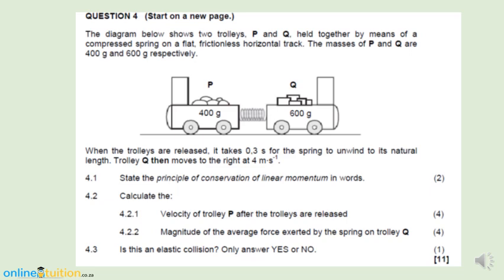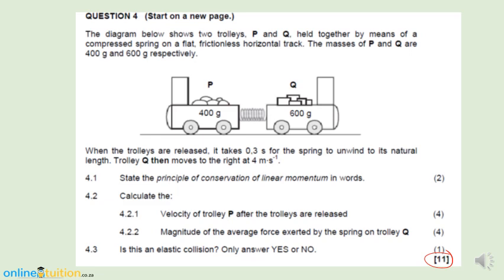Hey folks, so what have we here? Another exam question. How many marks? 11. So let's go for 11 out of 11. The diagram below shows two trolleys P and Q held together by means of a compressed spring on a flat frictionless horizontal track. The masses of P and Q are 400 grams and 600 grams respectively.